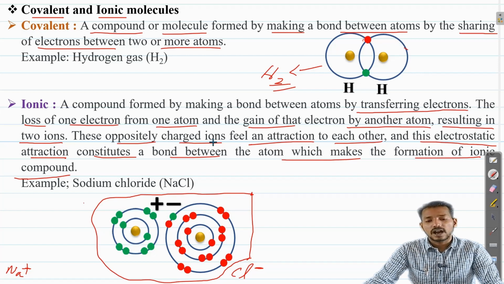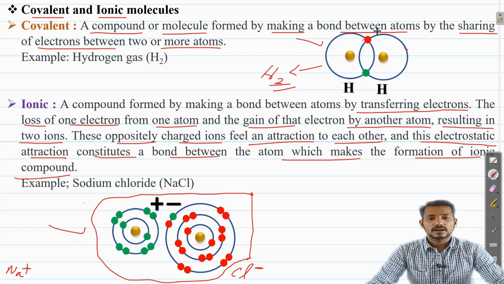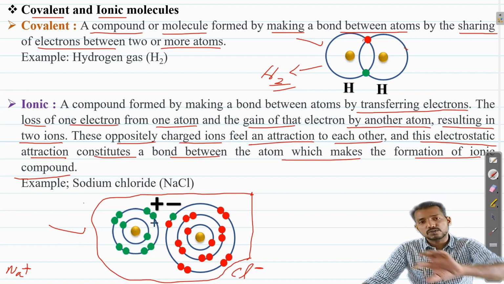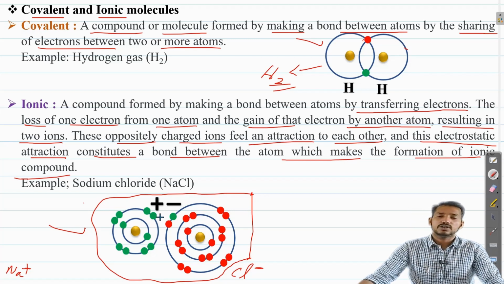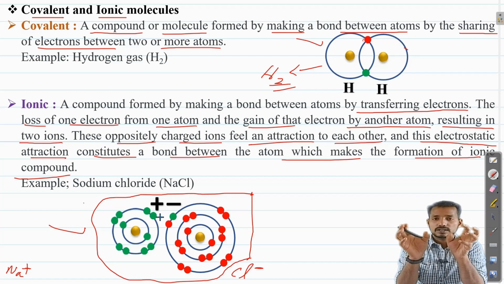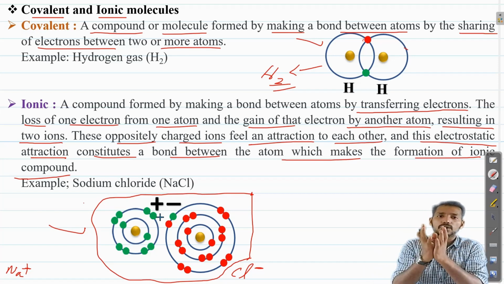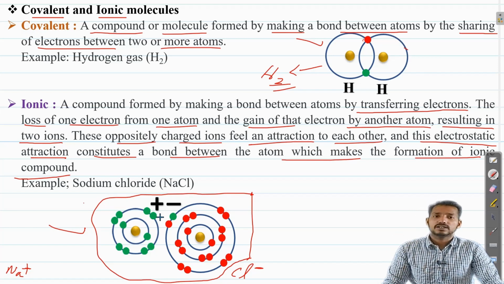So this is the way covalent and ionic compounds are formed. One is by sharing the electrons to make the shell completely filled. In the other, 1 electron is lost by one atom and the same electron is gained by the second atom, so that these two become ions, and these ions are attracted by the electrostatic force of attraction, as these ions have charges. As they are attracted, they will stay together and form a compound or molecule. Clear? So this is all about ionic and covalent molecules.